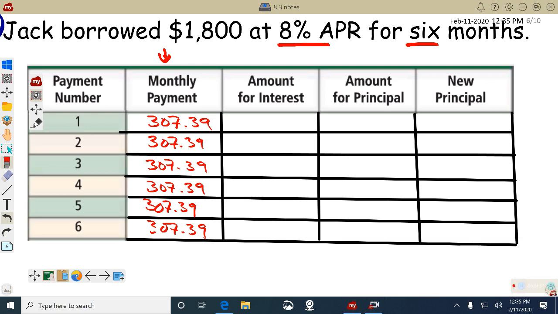Like I said for warm-up, the bank will keep some of it, and some of it will go towards what he's borrowing. He's borrowing $1,800, but every time he pays $307.39, not all of it's going to the loan. Some of it's going to go right here to the bank. Go put bank. The bank's got to make their money. Put the word bank above amount for interest. Interest is the money the bank makes.